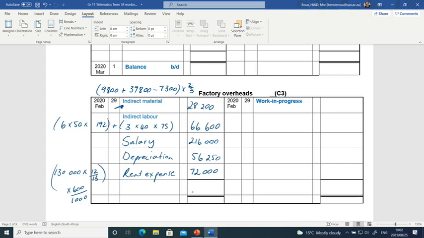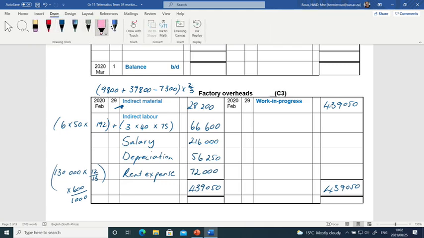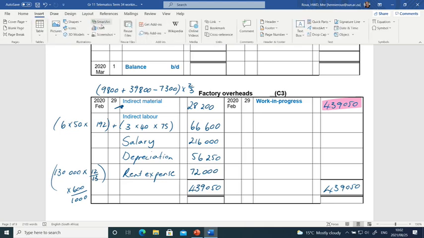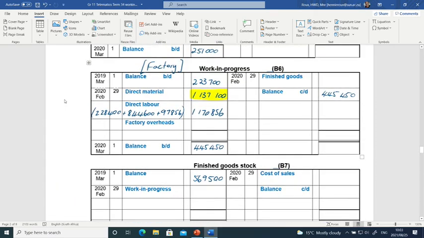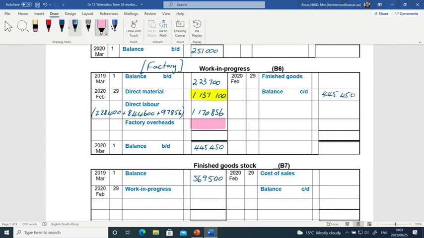Now we're done with this one, so we can add it up, 439,050, and that will be the amount that we transfer to the factory. This is the total factory overheads that we will take to the factory. And the factory is our work in progress account. And we've calculated that.